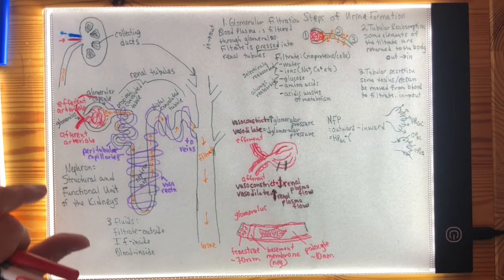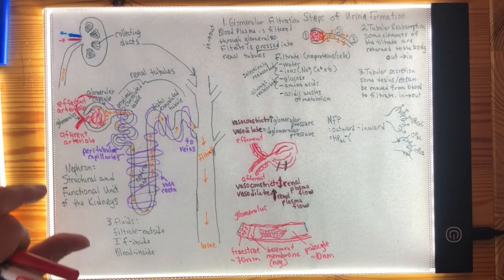So the fact that the filtrate has no proteins, but the blood plasma has a large number of proteins, means that a lot of fluid is actually going to be pulled back into the glomerulus. And this is called OPGC, osmotic pressure of the glomerular capillary. Quite difficult to understand, but it's so important that you do understand it.